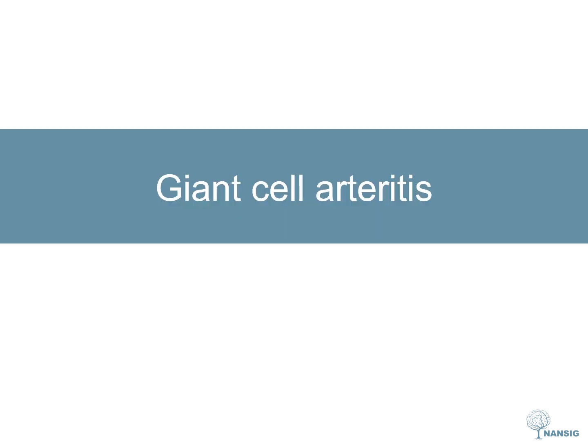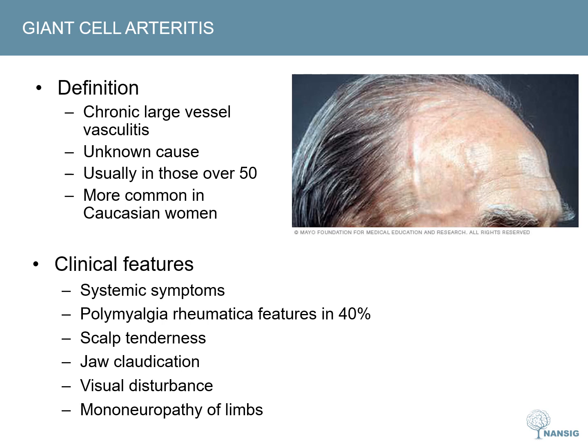So next, giant cell arteritis is a really important differential to assess for pretty early on in your assessment of the patient. This is a chronic large vessel vasculitis that is not fully understood, but it usually involves the carotid artery branches like the temporal artery and the ophthalmic artery.